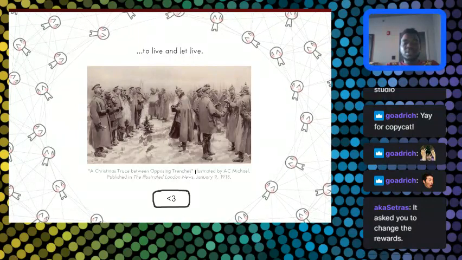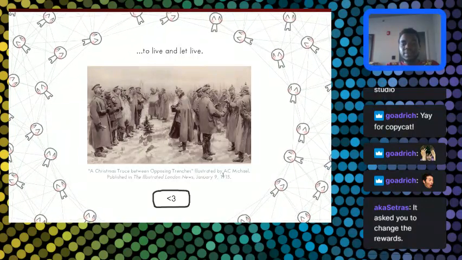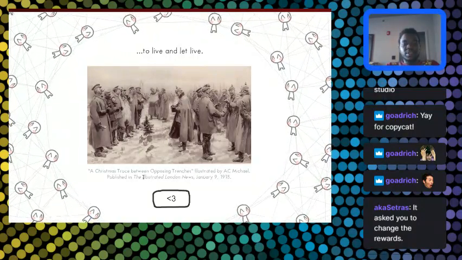Christmas trees between opposing trenches, created by A.C. Michael, published in London.